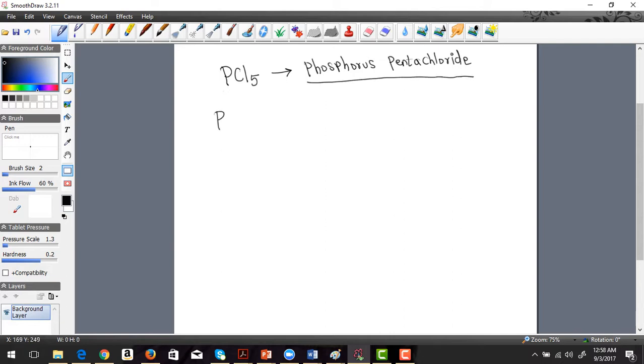Now if you go back to the periodic table, the Roman numeral for phosphorus is 5A, and chlorine is 7A. That means phosphorus has 5 valence electrons, and you even did this on homework too. Chlorine has 7 valence electrons. Valence electrons are the ones that are actually available for bonding or non-bonding, not the total number of electrons that an element has.